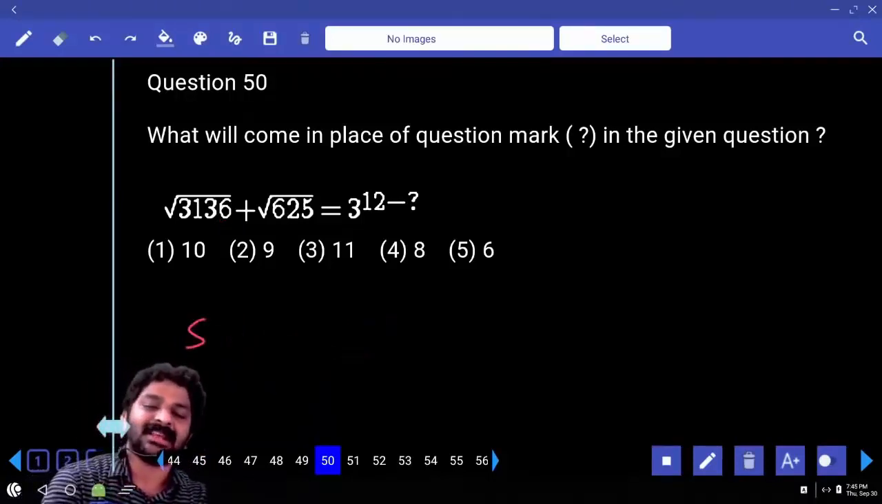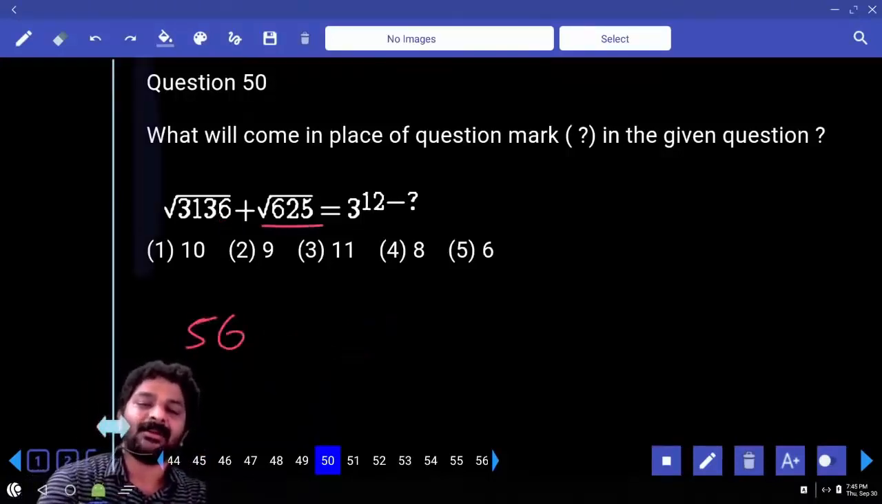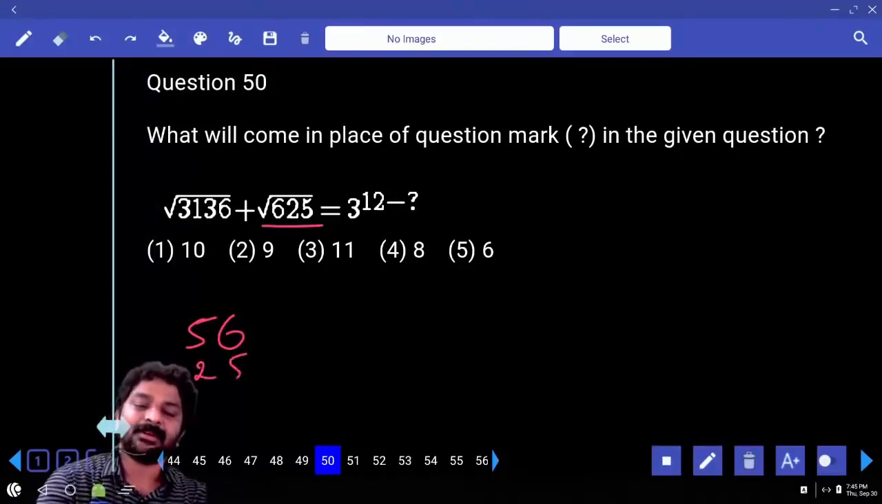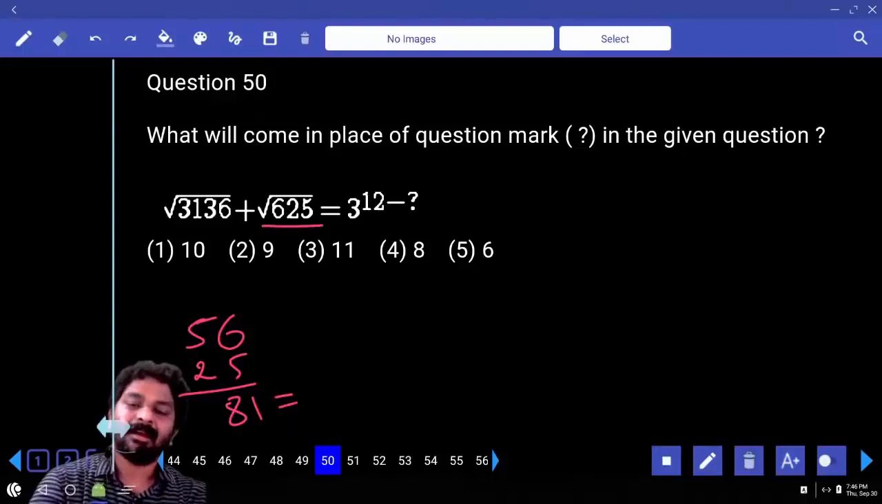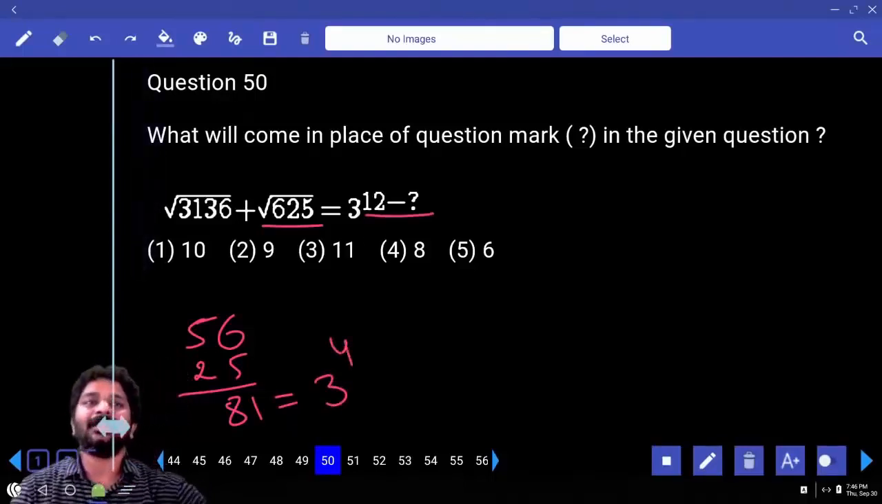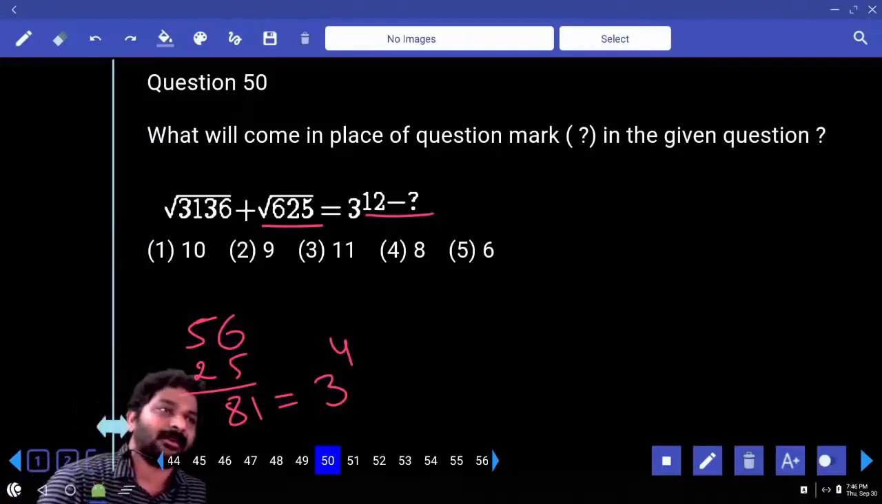Square and under root get cancelled. Here you'll have 56. Under root of 625. Total 81. 81 is 9 square or 3 power 4. From 12, exponent value 12. How much should be subtracted to get 4? 8 must be subtracted. Fourth option is the answer.